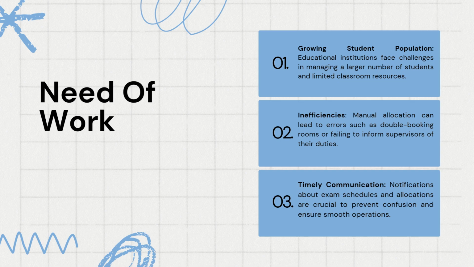Here is the need of work. The first is a growing student population. Every college faces the challenge of managing a larger number of students with limited classrooms. Second one is efficiency. Manual allocation can lead to errors such as double booking rooms or failing to inform the supervisor about the exam. Timely communication, notification about exam schedule and the allocation are crucial to prevent confusion and ensure the smooth operations.